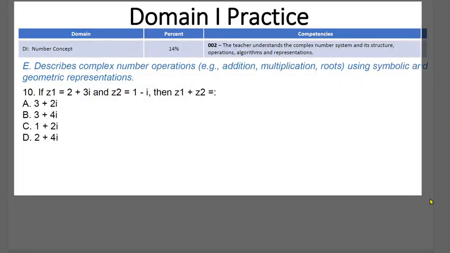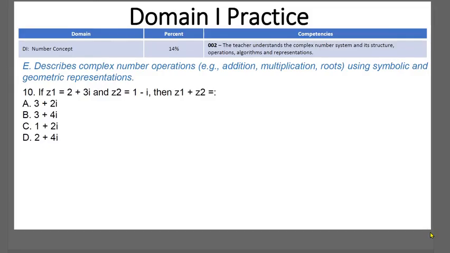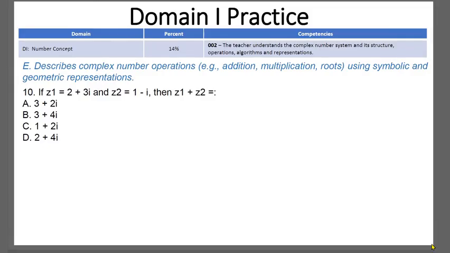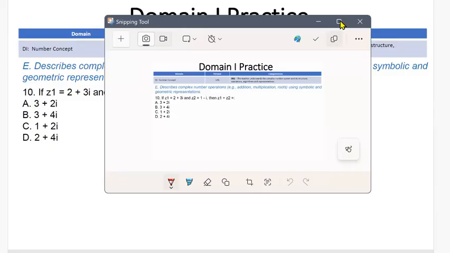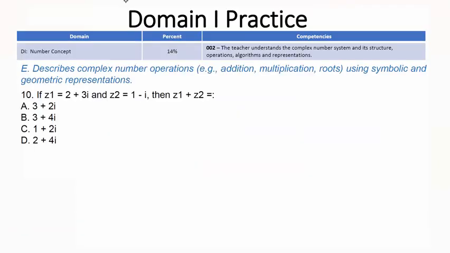We're still in domain 1, just to let you know. We're not there yet on domain 2, which is algebra. But I hope you're learning, no? I hope you're learning from me. Same thing, competency 2.